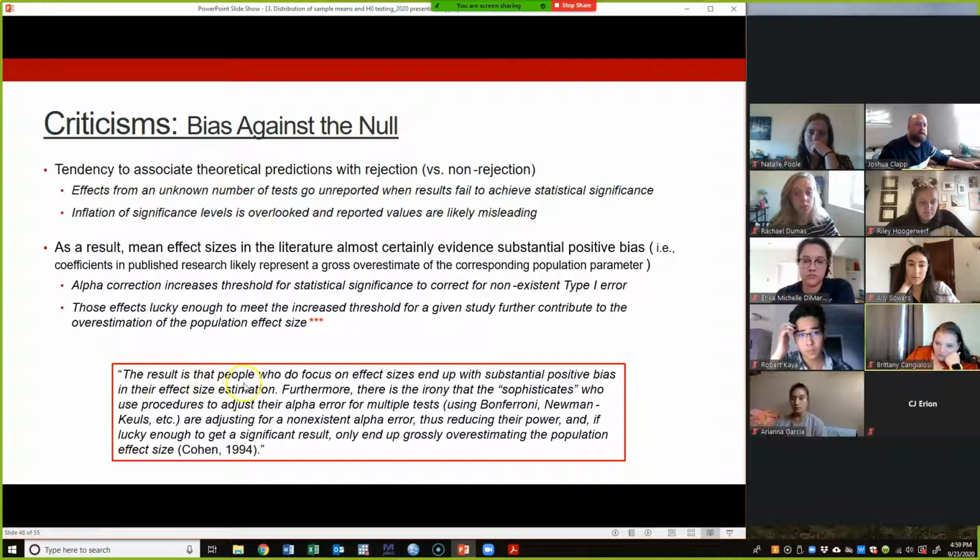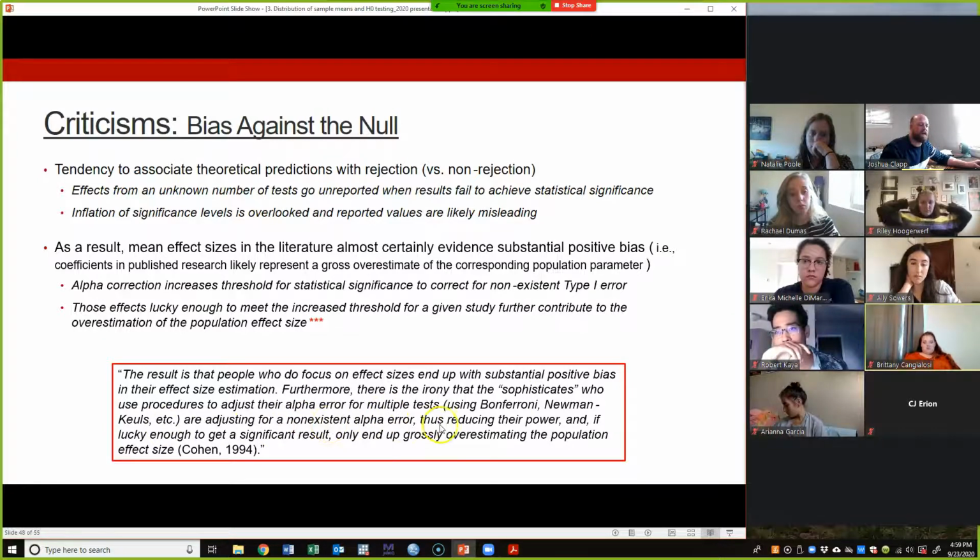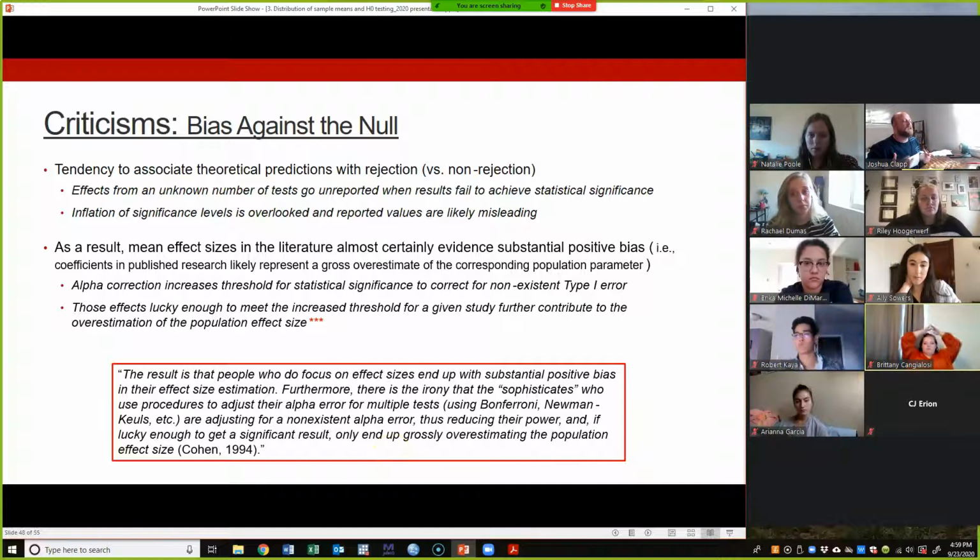So Cohen's talking about the result being that people who do focus on effect sizes end up with substantial positive bias in their effect size estimation. Furthermore, there's the irony of sophisticates who use procedures to adjust their alpha for multiple tests and are adjusting for a non-existent alpha error, thus reducing their power, and if lucky enough to get a significant effect, only end up grossly overestimating the population effect size. Okay, this starts to get into this area, right? We not unreasonably get worked up about multiple tests and alpha inflation. But in general, are we more likely to make type 1 errors or type 2 errors?